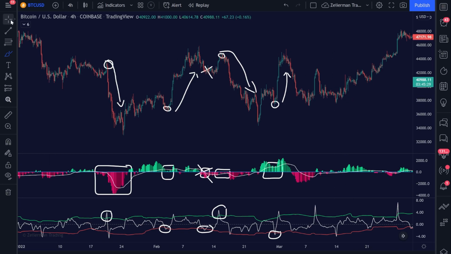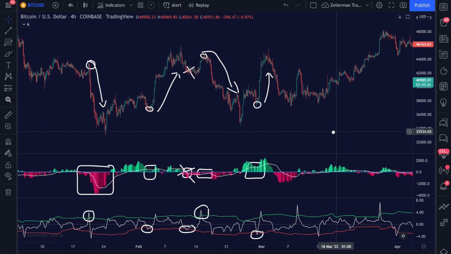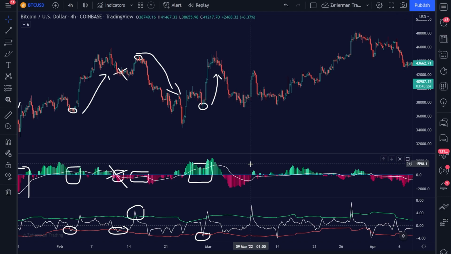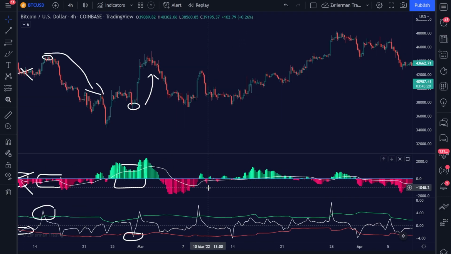A nice run with zero drawdown almost. Let's see if we can find another trade. This one right there is not valid, since if we zoom in, we can see that the volume is on the upside. It has to be on the downside. So this is not the valid trade.